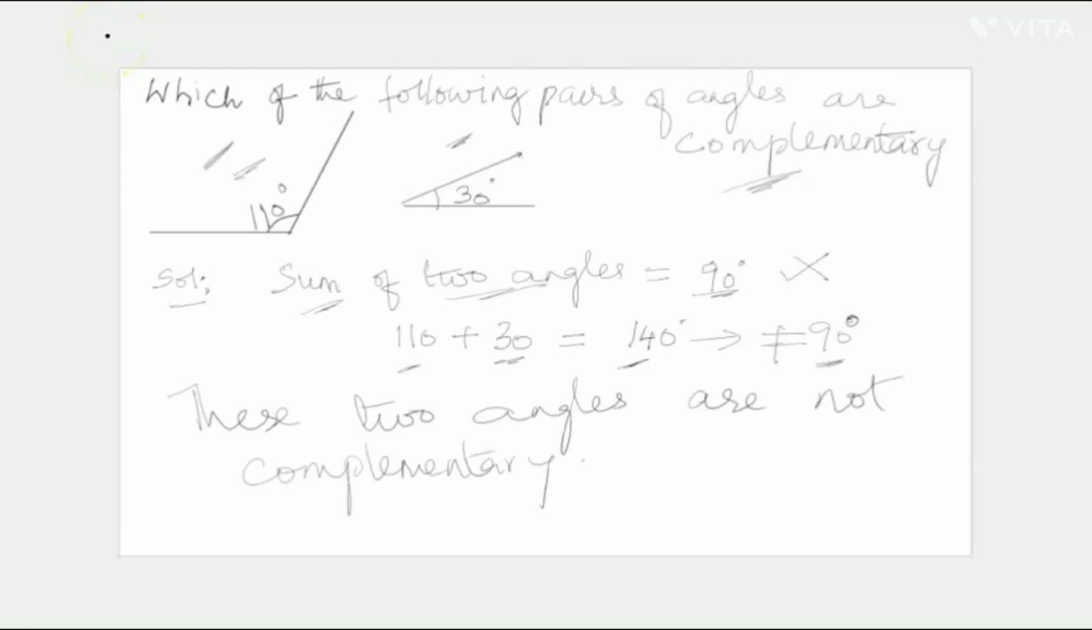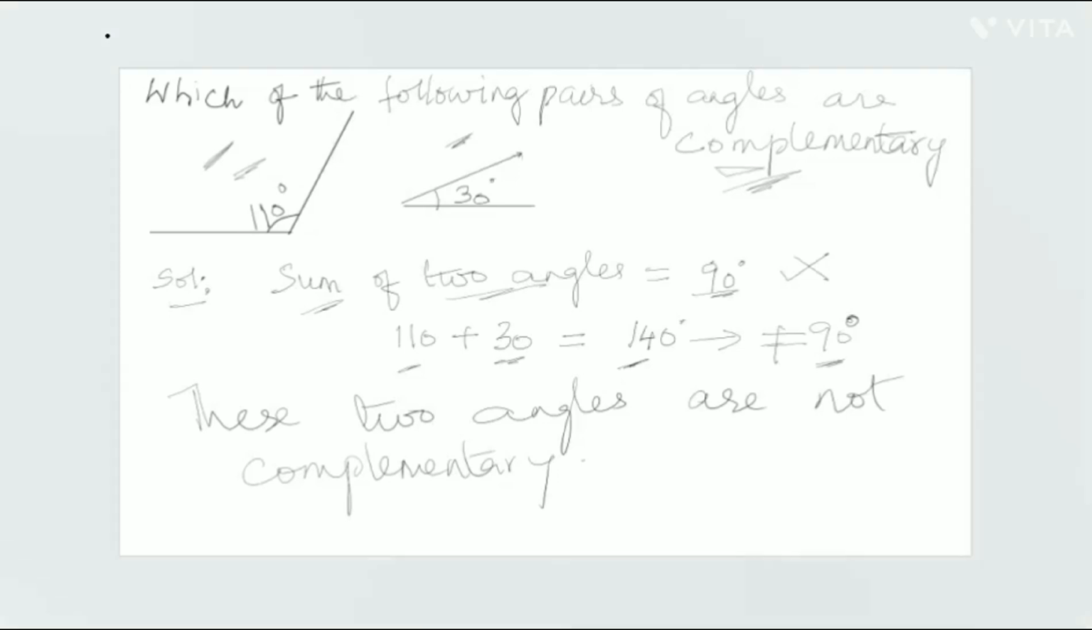Okay, we will look at the first question. Which of the following pairs of angles are complementary? Here I have a 110-degree angle, here I have a 30-degree angle. How will we find whether this is complementary? The sum of two angles is equal to 90. This is the condition for complementary angles.